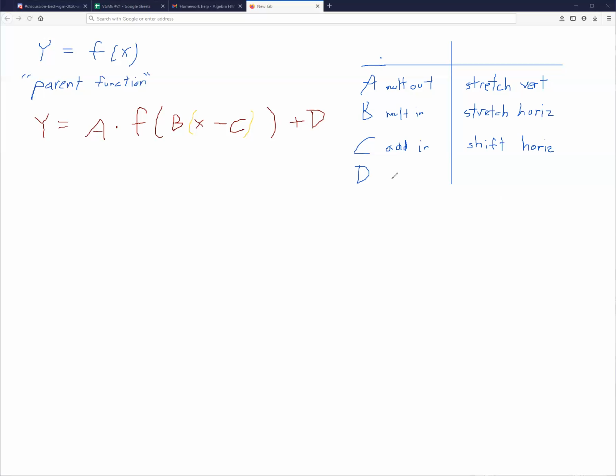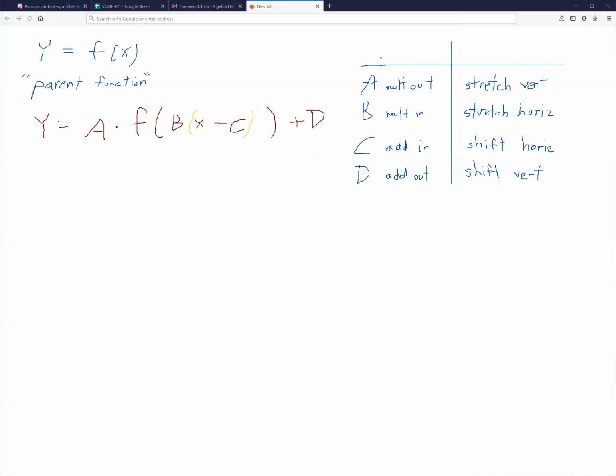And D is an add on the outside. You can probably guess based on what we had previously in this table here, because it's an add, it's going to be a shift. And because it's on the outside, it's going to be shifted vertically. So this is your cheat sheet for transformations right here. And if you can follow along with that, it'll start to make things a little more clear.